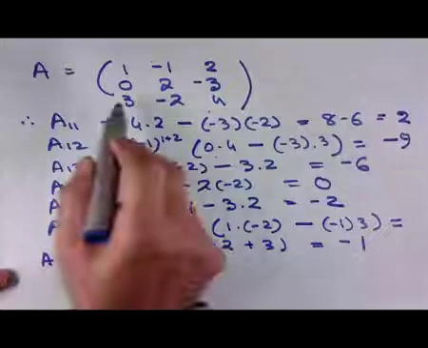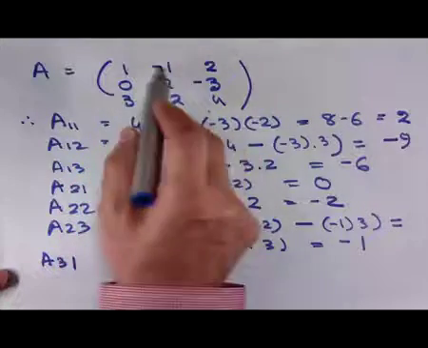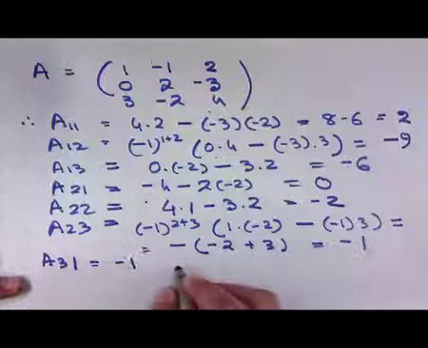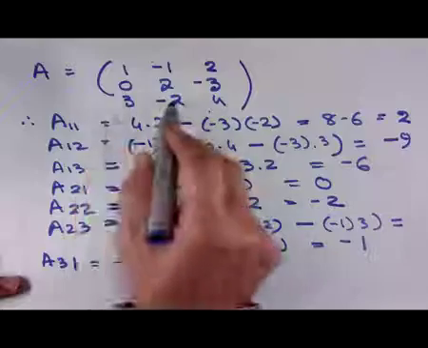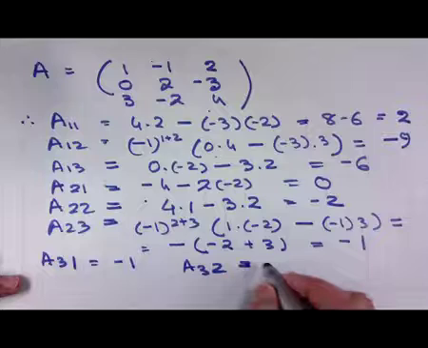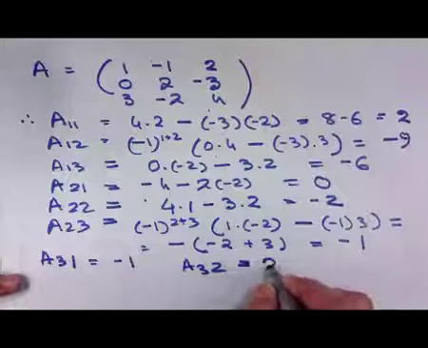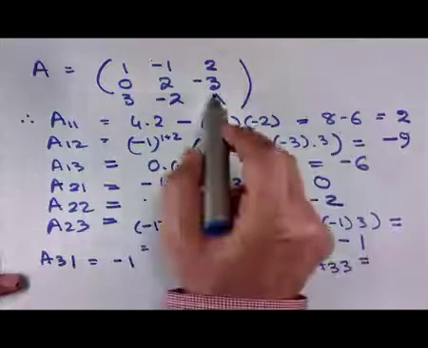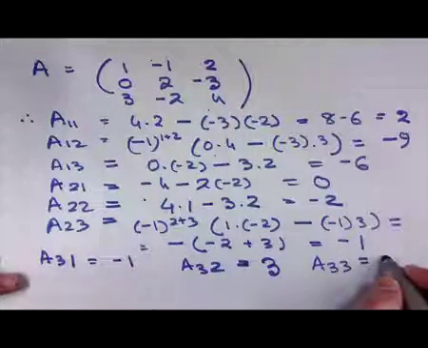A31 in a similar way is equal to 3 minus 4, is equal to minus 1. A32 is equal to minus 3 minus 0. So, minus 3, but the sign will change, therefore, plus 3, and A33 is equal to 2 minus 0, is equal to 2.